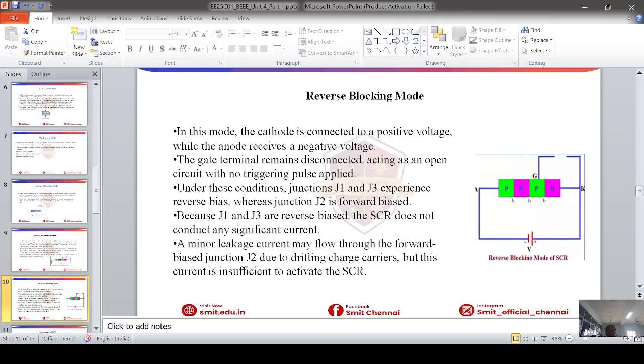Then reverse blocking mode. In this mode, the cathode is connected to the positive voltage, while the anode is connected to the negative voltage. The junctions J1 and J3 become reverse biased, preventing current flow. Only a very small leakage current exists.